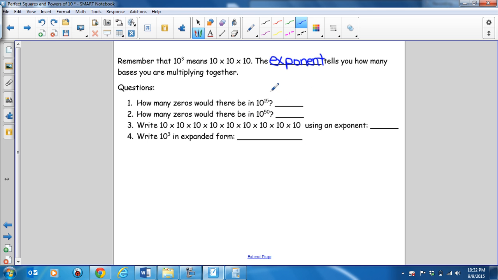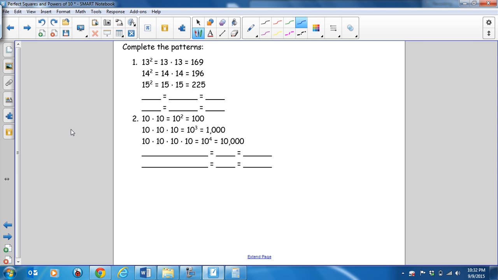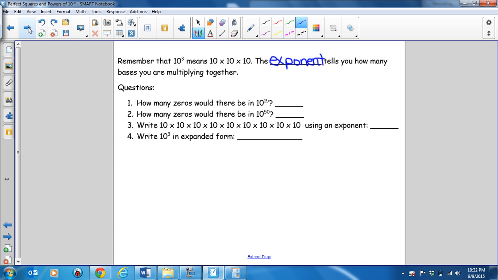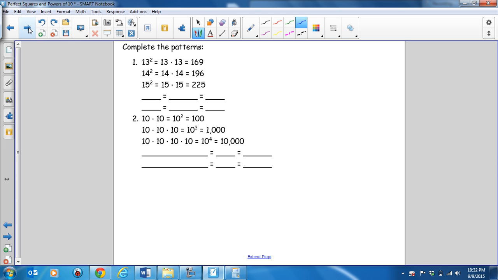So some questions for discussion are in your notes. I want you to answer these 4 questions, and we will go over those tomorrow. All right, and then here are some review questions. The first one is a review question from last class. I want you to go ahead and complete those, and then complete this question. It's new today. And we will go over these 4 questions as well as these 2 questions next class.